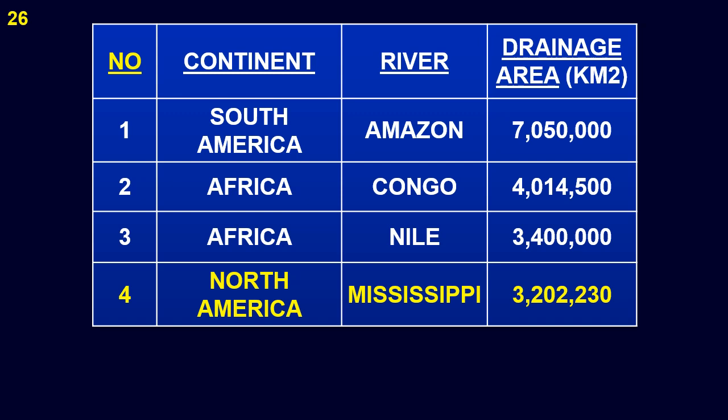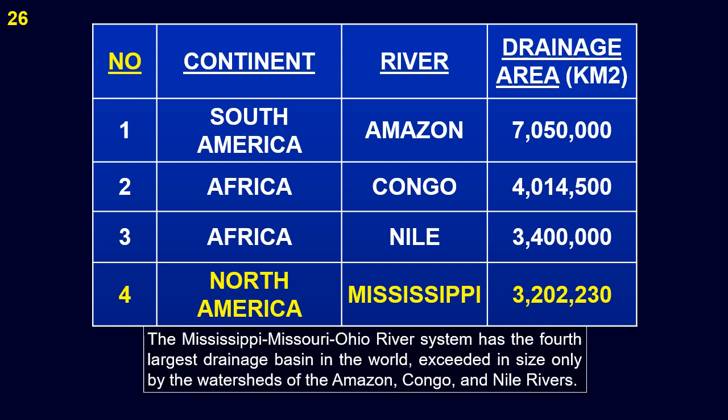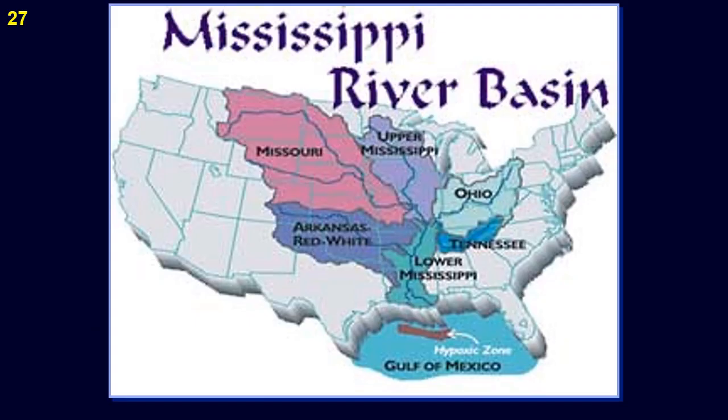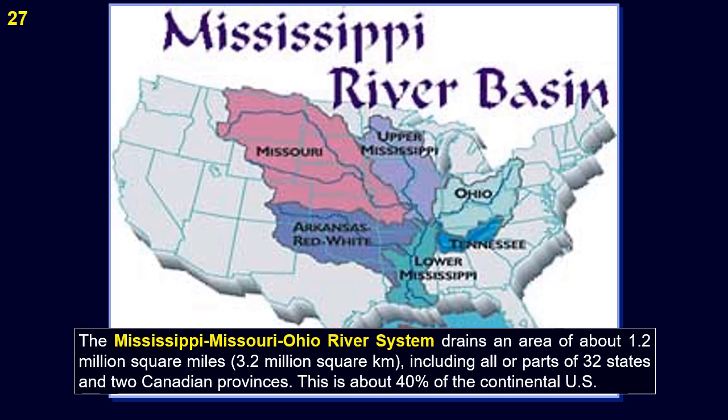The Mississippi-Missouri-Ohio River system has the fourth largest drainage basin in the world, exceeded in size only by the watersheds of the Amazon, Congo, and Nile rivers. The system drains an area of about 1.2 million square miles, 3.2 million square kilometers, including all or parts of 32 states and two Canadian provinces.